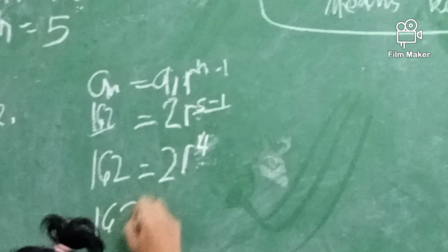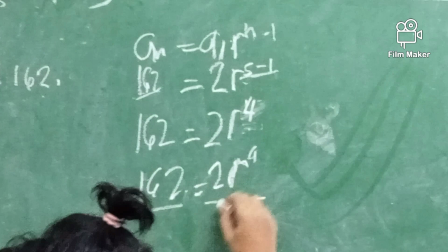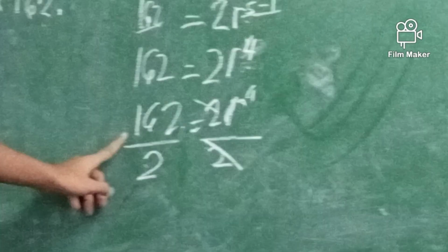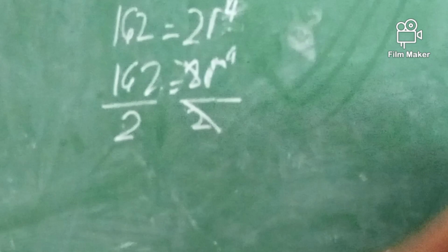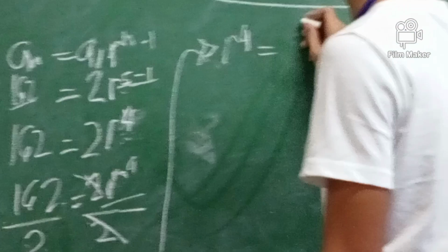Down niya 162 and kanye, and yung down sila nito ba ayon divide. Ito is 2, this is 2, so cancel. 162 divided by 2 is 81. R raised to the power of 4, delete R4. R raised to the power of 4, so R is the power of 4, so R is 1.